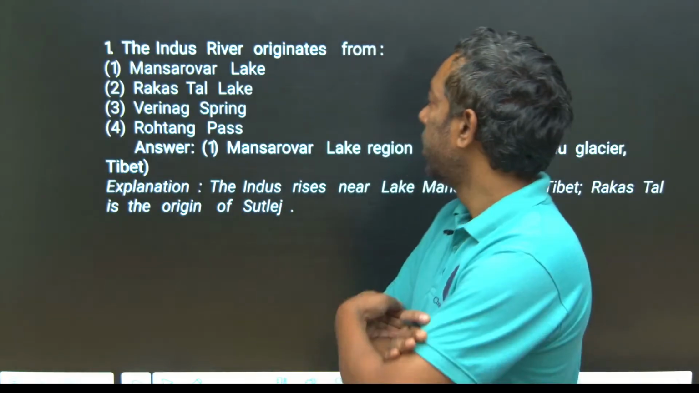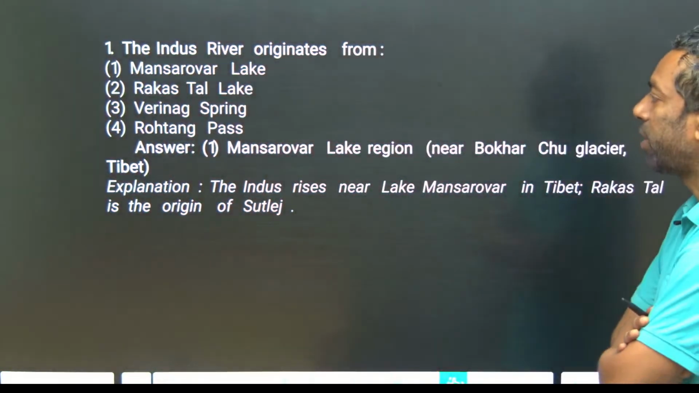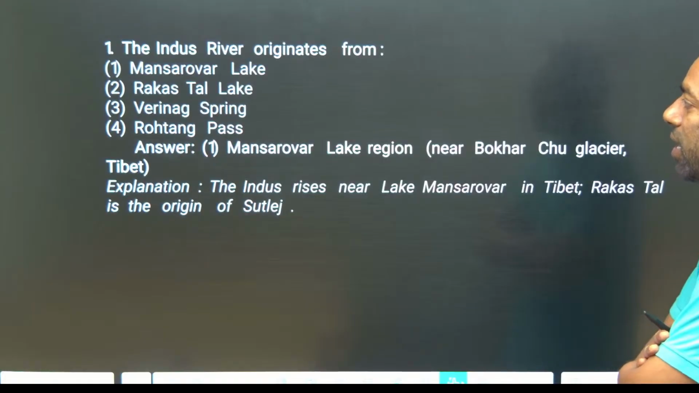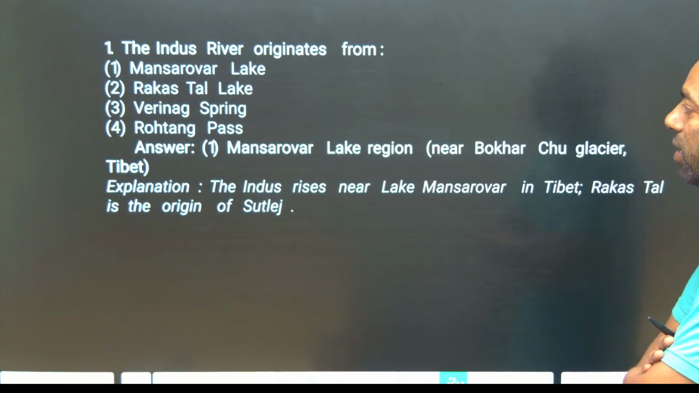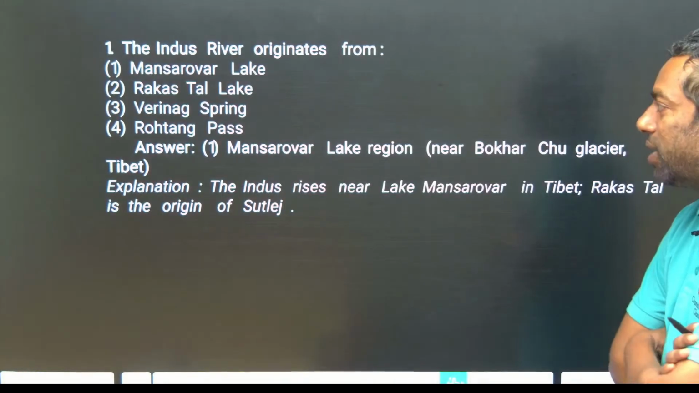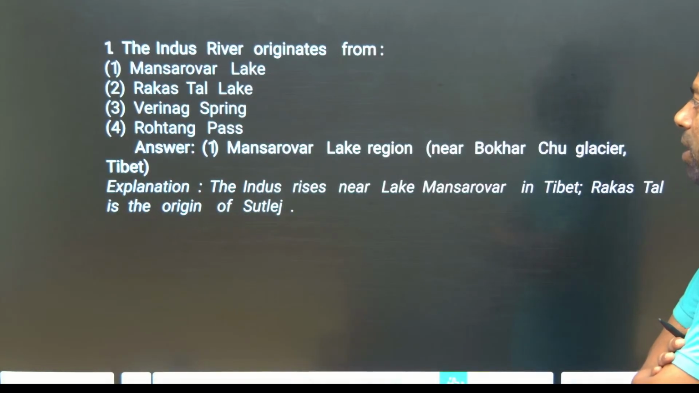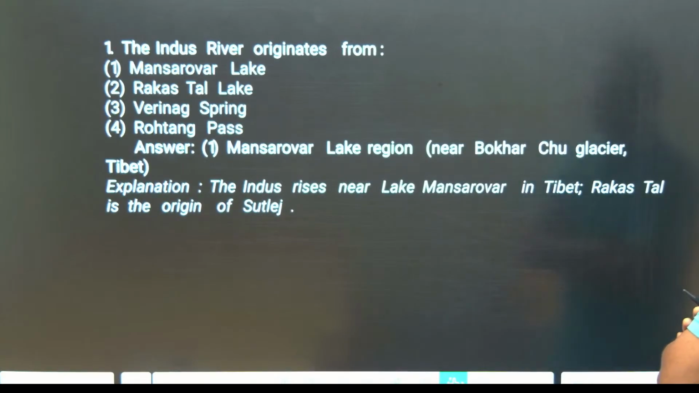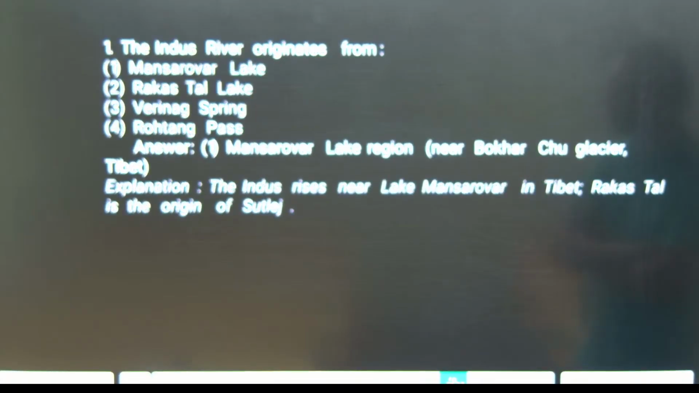The Indus River originates from Mansarovar Lake, Rakastal Lake, and Rohtang Pass. Rohtang Pass is the Beas, Rakastal Lake is Satluj, Mansarovar Lake is Indus. Mansarovar Lake region is near the Bokhar Chu glaciers, Tibet. The Indus rises near Lake Mansarovar in Tibet. Rakastal is the origin of Satluj. I hope you guys understand this. Okay? Next.